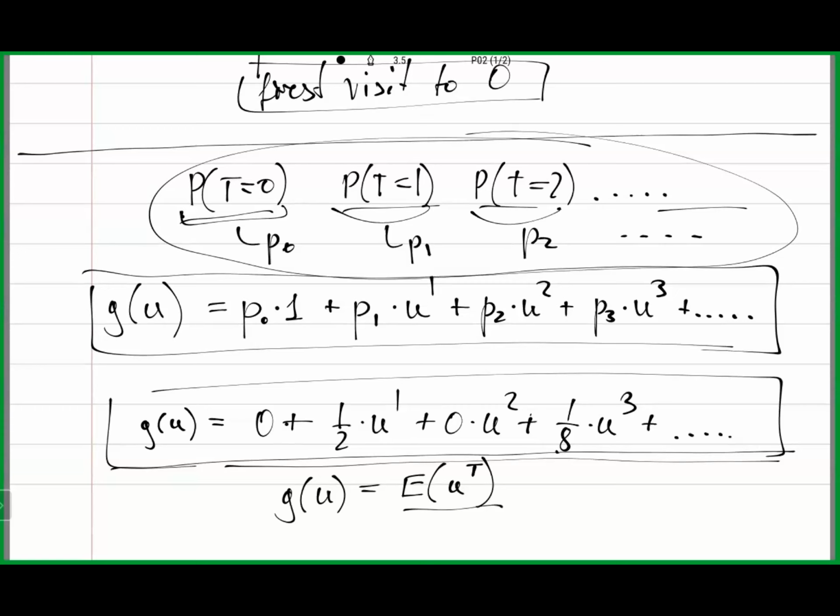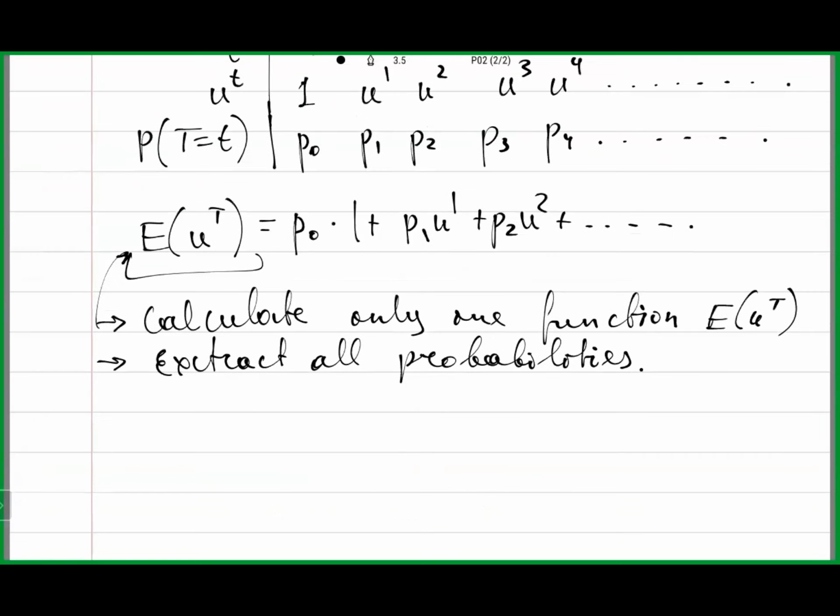Okay, so that's an artificial object. This function contains all probabilities. U is an argument of this function.